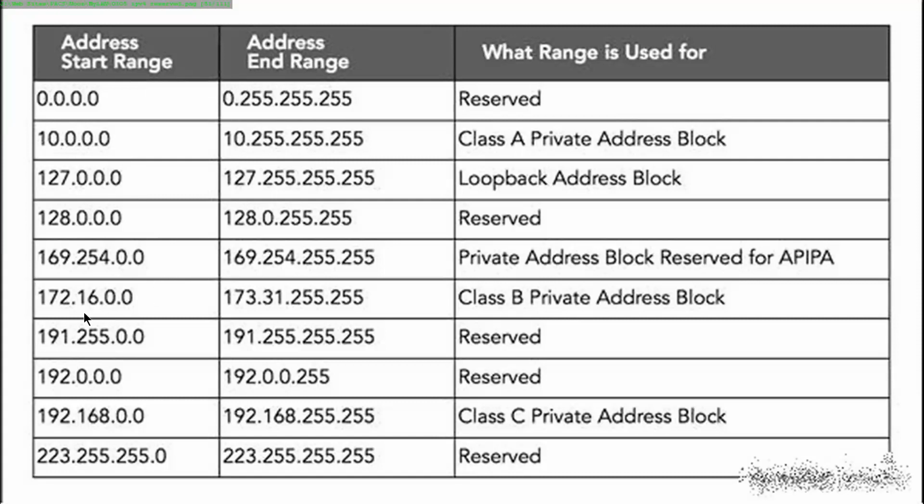The second address block is 172.16.0.0. The subnet mask for this would be 255.255.0.0. That says every device on your network would need to start with 172.16, and that would give us 16 bits, or about 65,000 devices on your network. That's a lot.